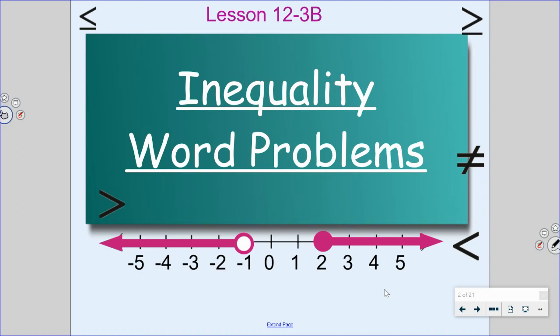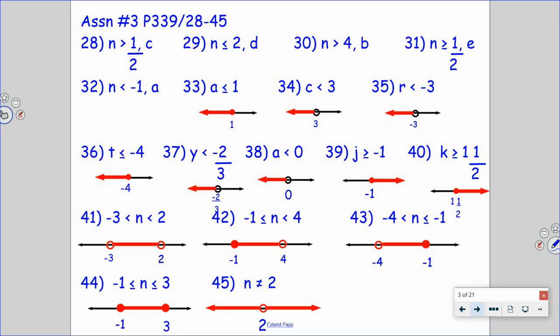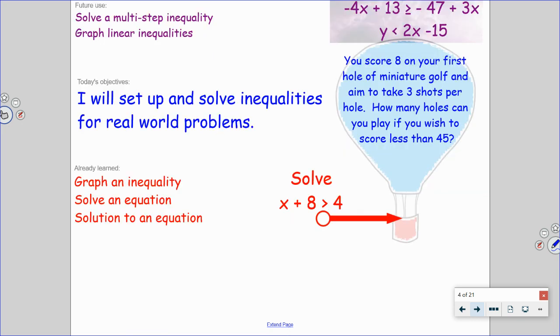And welcome, ladies and gents, to lesson 12, 3b, kind of an additional lesson to the third section in the chapter, inequality word problems for today. Go ahead and pause, take a look at your answers from yesterday's assignment. Come on back when you're ready. And so our goal is to take everything that we've learned to set up and solve inequalities of real-world problems.